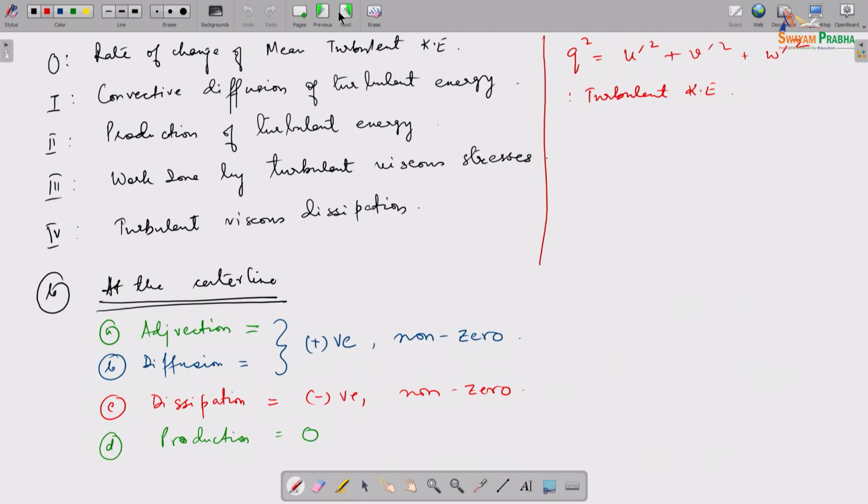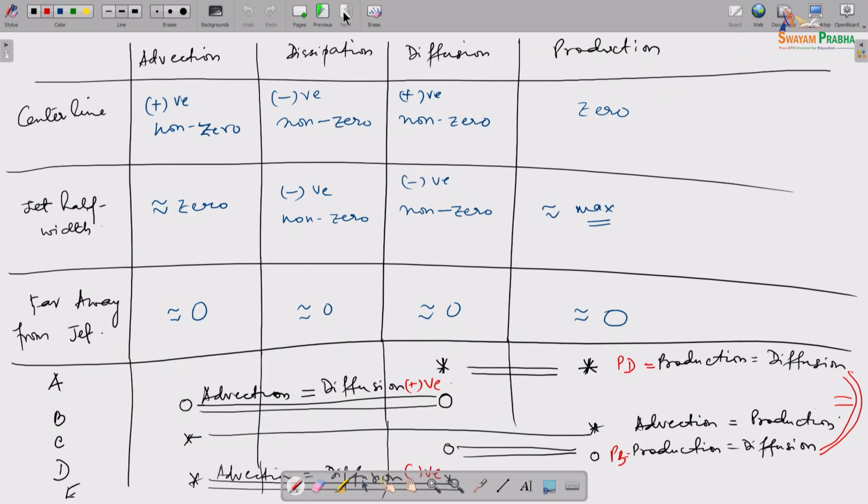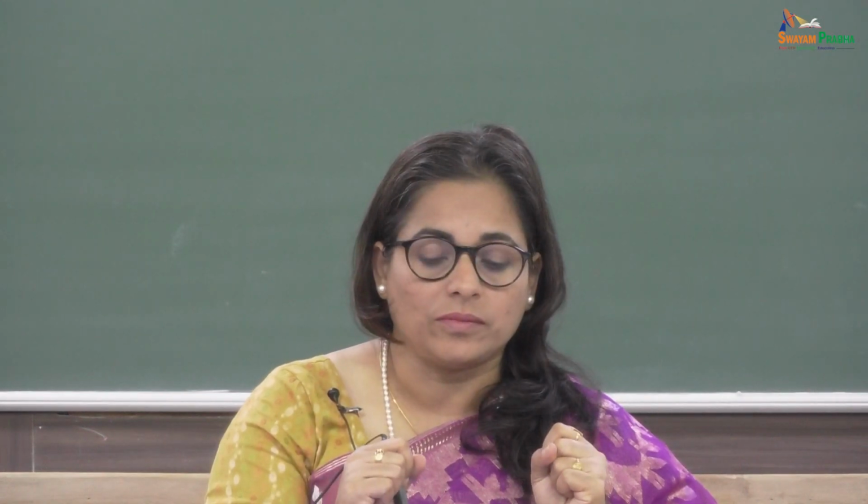So essentially what we're saying is that the rate of change of mean turbulent kinetic energy is a sum of the convective diffusion, the production, the work done by turbulent viscous stresses and turbulent viscous dissipation. And what we then saw is that at the center line there is actually no production. So the rate of change of total kinetic energy actually depends on the advection, diffusion, and dissipation.